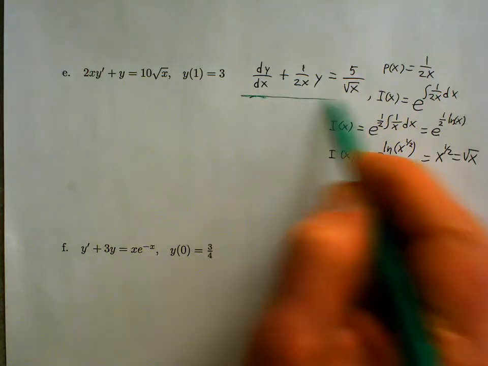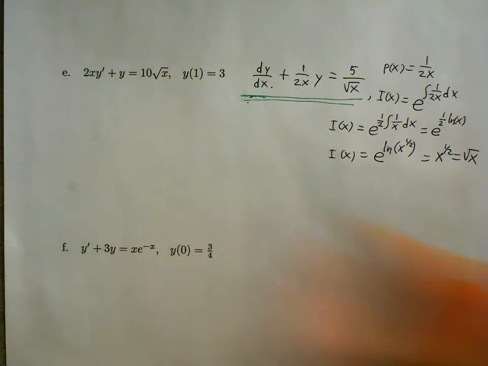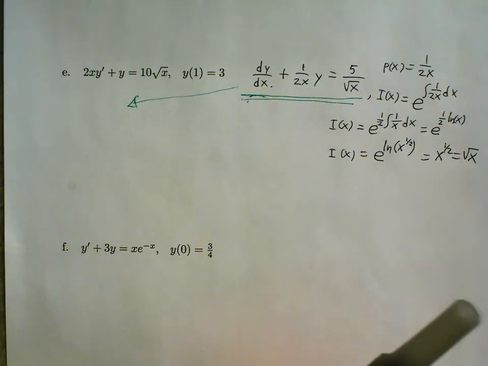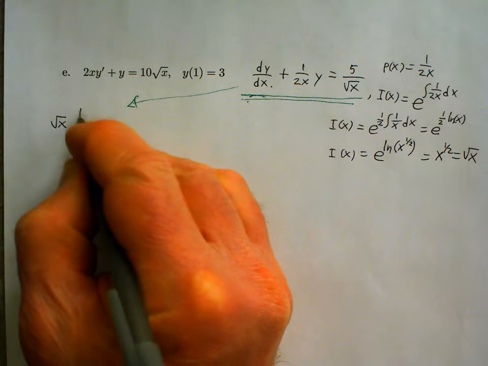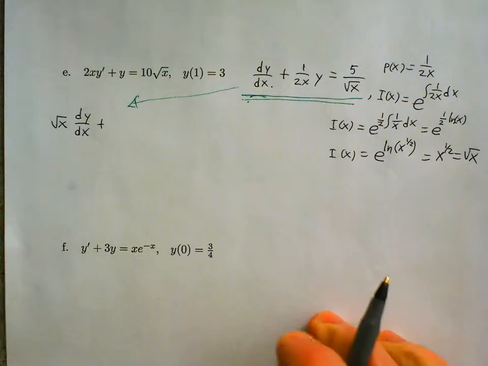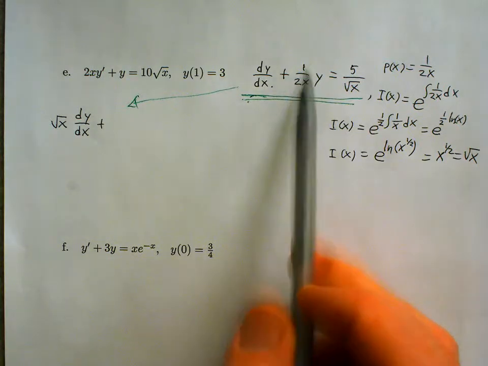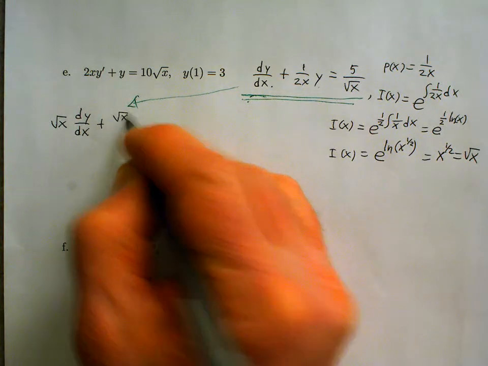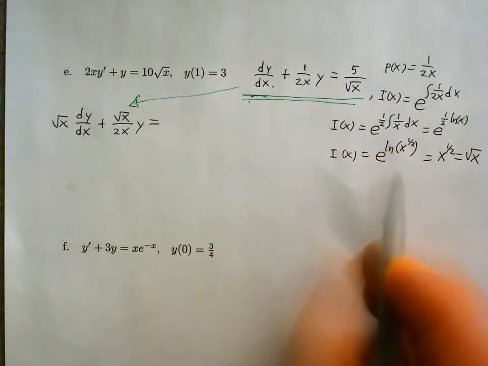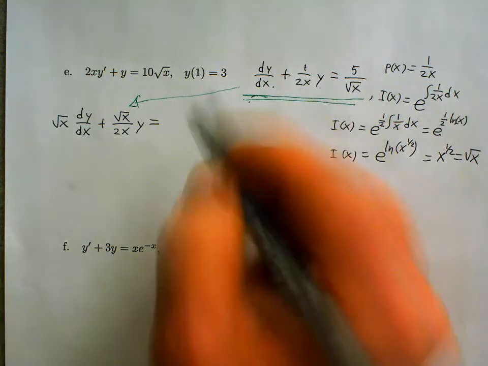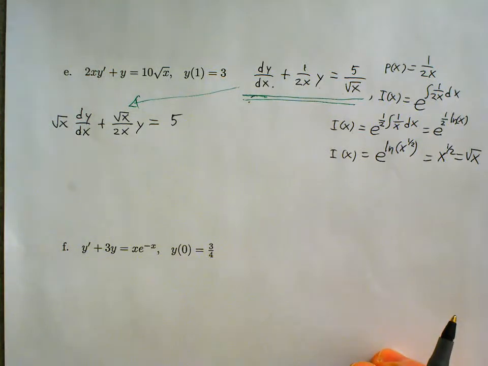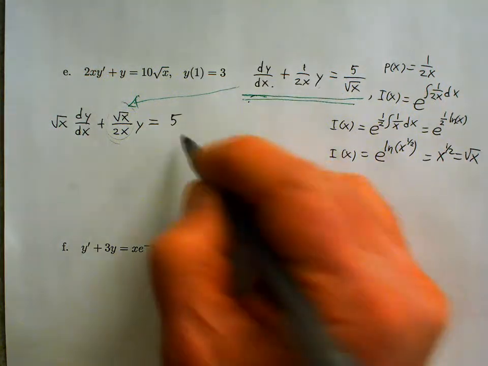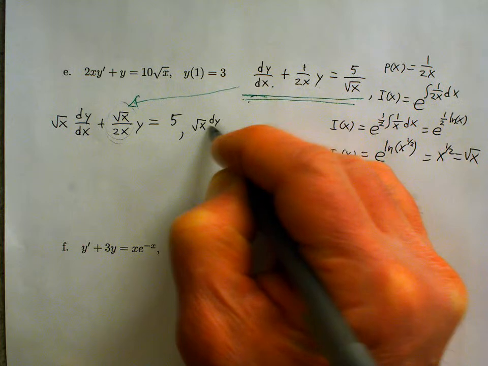Okay, so now we're going to multiply both sides of that equation by the integrating factor. Multiply both sides of that by the square root of x. So we get the square root of x times dy dx. And when we multiply the square root of x times 1 over 2x times y, I guess I can write it down in detail for now. The square root of x over 2x times y. And on the right-hand side, multiply 5 over the square root of x by the square root of x. We're just going to get 5. And then the square root of x divided by 2 times x is just 1 over 2 times the square root of x. So I'll rewrite the equation with that simplified.